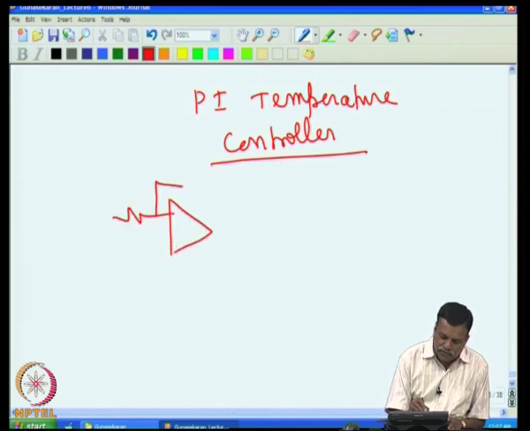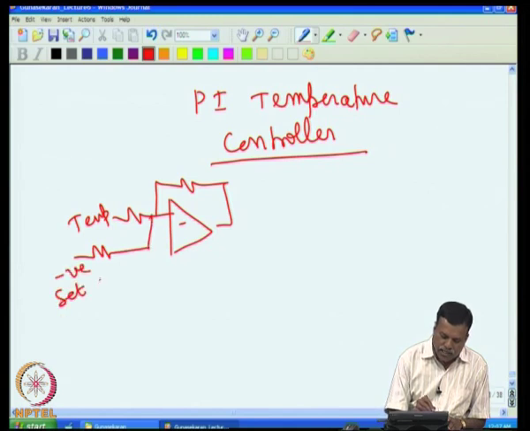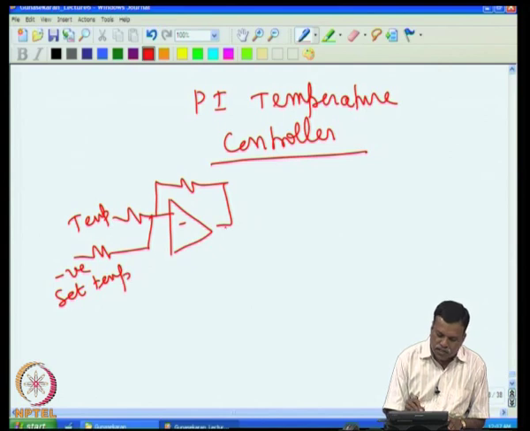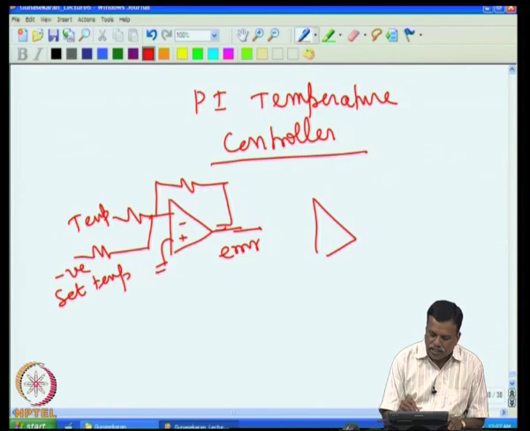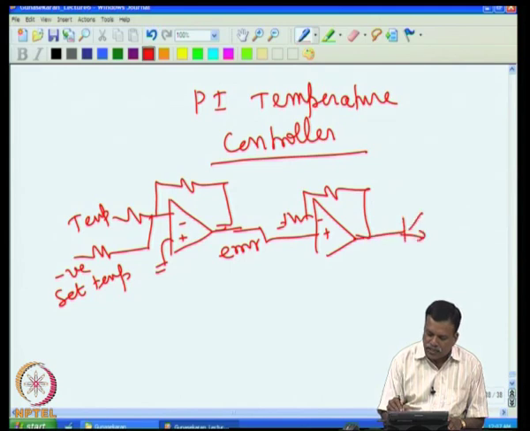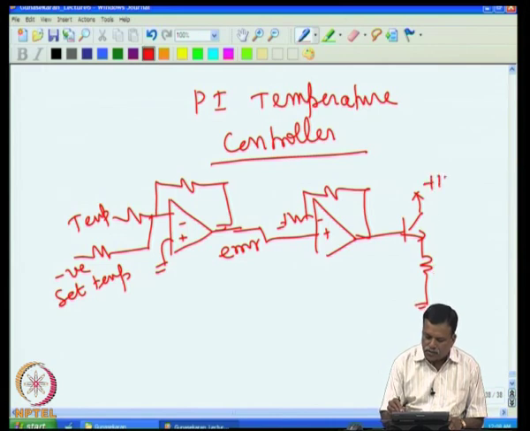What we had done was we had the actual temperature here, and then we had the set temperature, which is given as a minus voltage, a reverse of the set temperature. So we got the difference between the set temperature and the actual temperature. This difference is called the error voltage. The error voltage is amplified by a gain and then given to the heater. This is what we have done for the proportional controller.